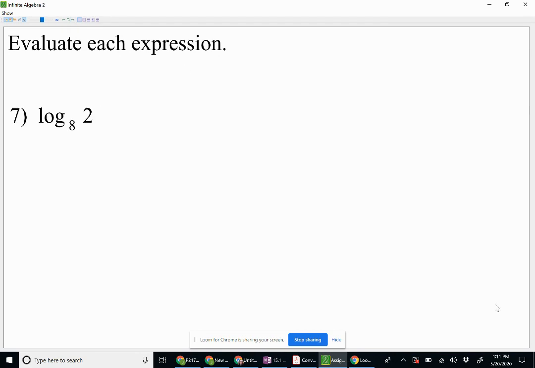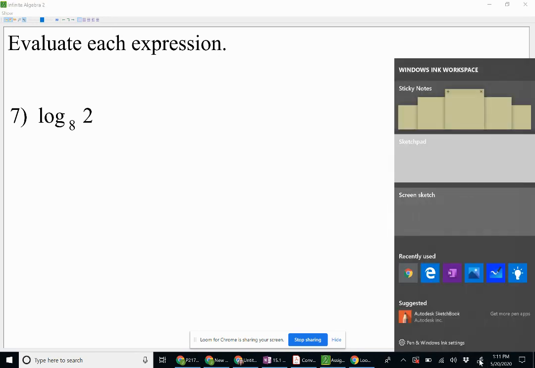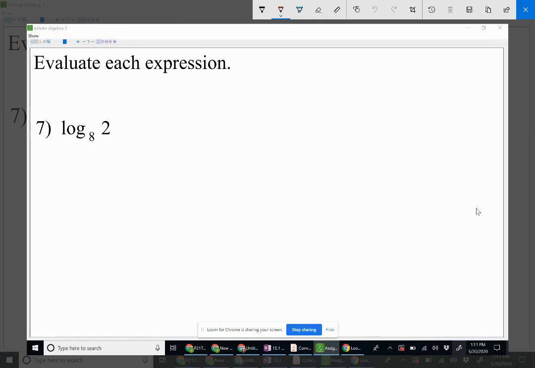This is a tricky one. Now notice our log base 8 of 2. We start with a big number and we end up with a smaller number. That means we're actually dividing instead of multiplying. So we know that our exponent is going to be a fraction. 8 to the x equals 2.